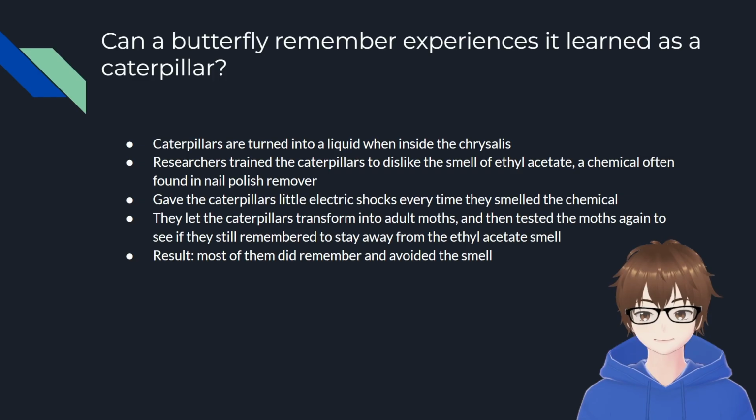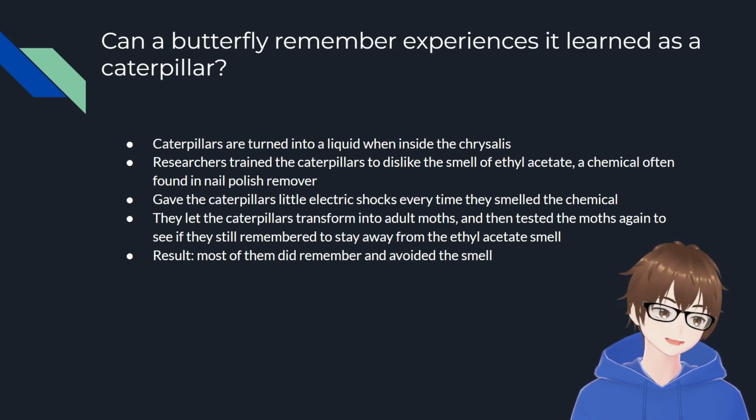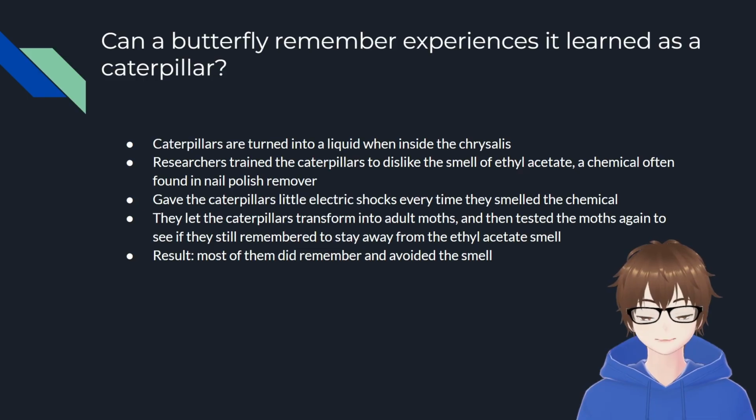Researchers trained a caterpillar to dislike the smell of ethyl acetate, which is found in nail polish remover, and gave the caterpillar a little electric shock every time they smelled the chemical. So, they let these caterpillars transform into adults, and then they tested them again to see if they still remembered to stay away from the ethyl acetate smell. And the result was that most of them actually did remember to avoid the smell. They remembered the electric shock they got whenever they smelled it.